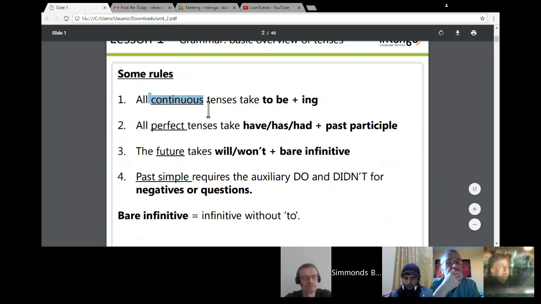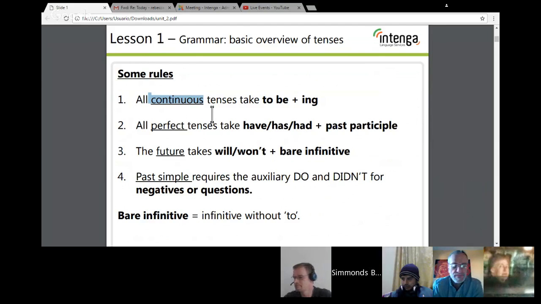In any of the continuous tenses, like the present continuous, the past continuous, present perfect continuous, future continuous, etc., we always have the verb to be plus ing, always. There are no exceptions, okay?